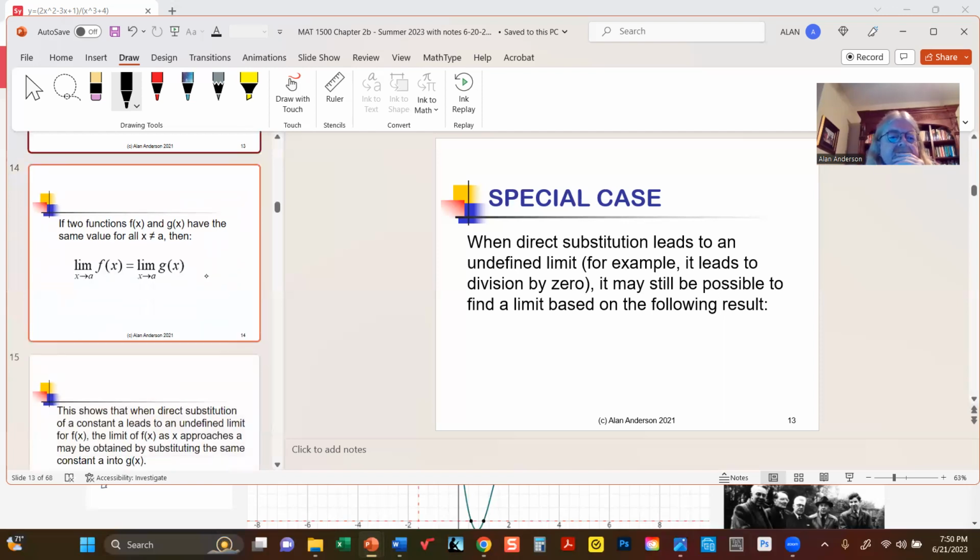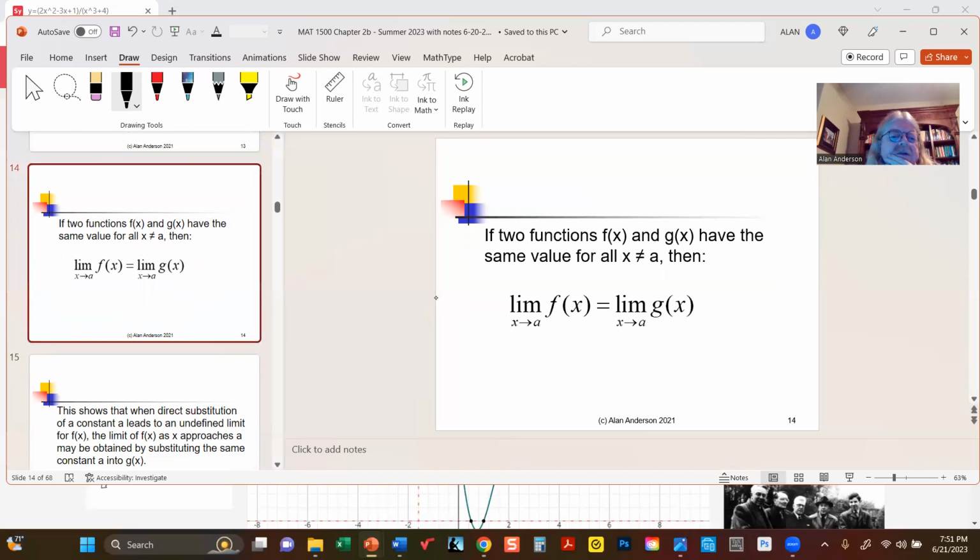But anyway, what we want to do here is note that for any two functions that have the same value for all values of x except possibly a, they must have the same limit as x approaches a. Okay, now what exactly does that mean and why is that relevant? Well, we're going to find out.